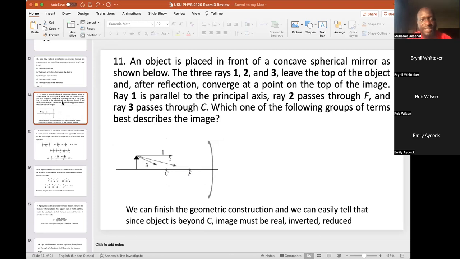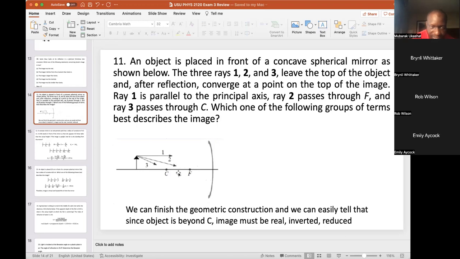Number 11, an object is placed in front of a concave spherical mirror as shown below. The three rays, 1, 2, 3, leave the top of the object and after reflection converge at a point on the top of the image. So we can easily construct these. There are two ways we can do this. If you extend line 1 to the mirror and come back through F, line 2 through F, hit the mirror and come back on a straight line, and line 3 straight to C, they are all going to intersect somewhere here between C and F, and that's where the top of the image will be.